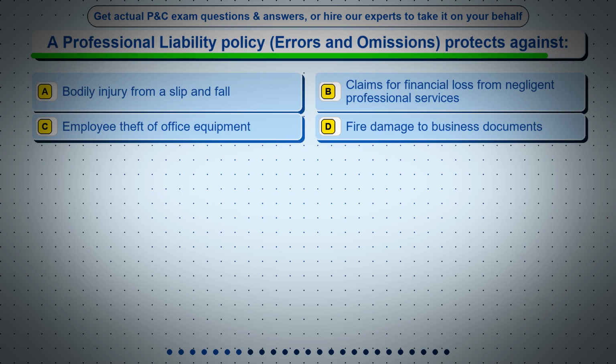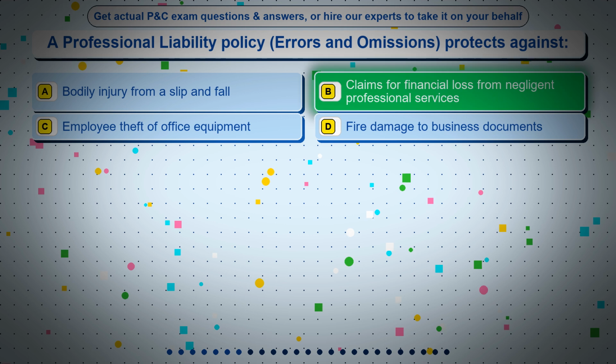Question 7. A professional liability policy, errors and omissions, protects against: Option A. Bodily injury from a slip and fall. Option B. Claims for financial loss from negligent professional services. Option C. Employee theft of office equipment. Option D. Fire damage to business documents. The correct answer is option B.